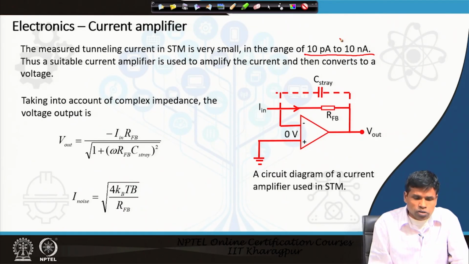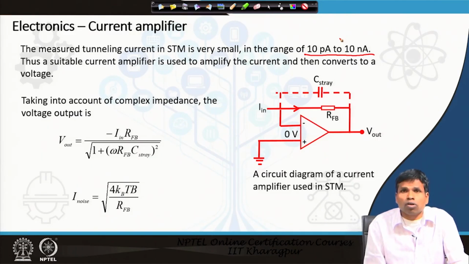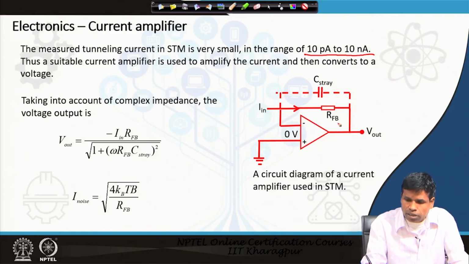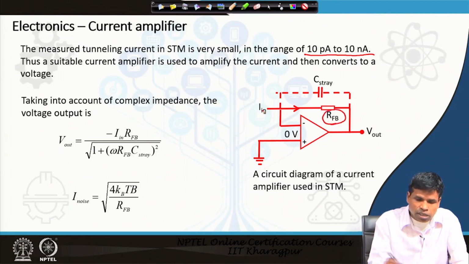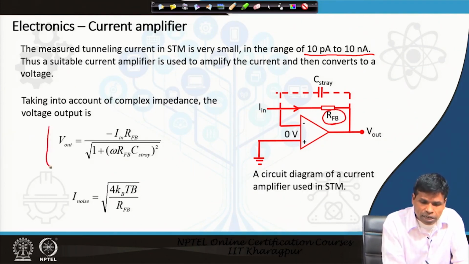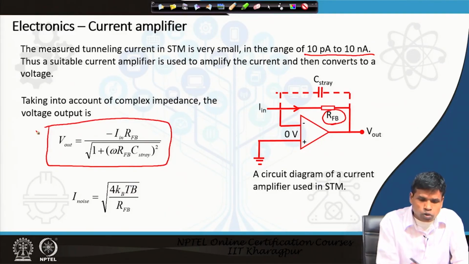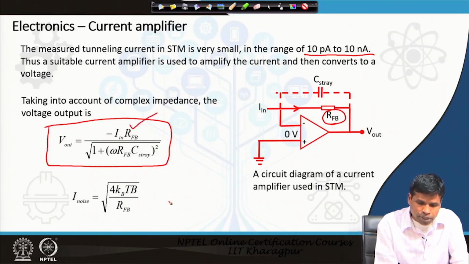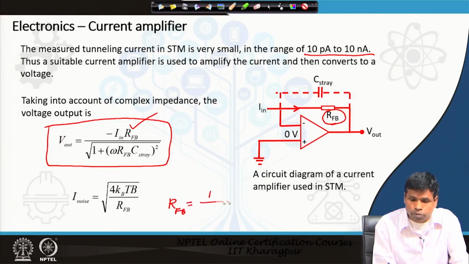So, a suitable current amplifier is used to amplify the current and then convert it to voltage. A typical circuit diagram of a current amplifier is shown here. As you see in this circuit diagram, there is an important part here, the feedback resistor, with the current in. Taking into account the complex impedance, the voltage output can be calculated using this equation, where the voltage output is proportional to the feedback resistance, and this feedback resistance R FB is also inversely proportional to the bandwidth, R FB is equal to 1 upon pi B.